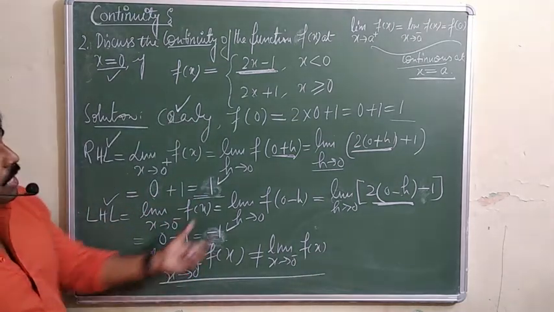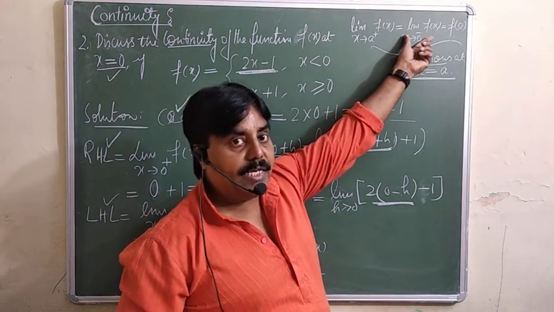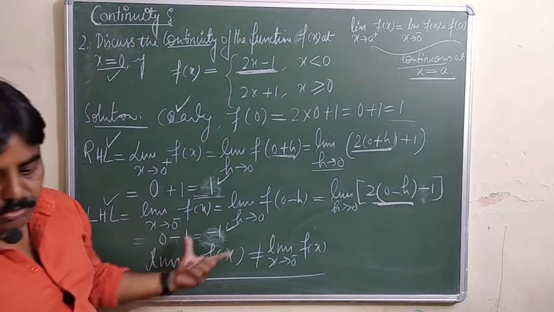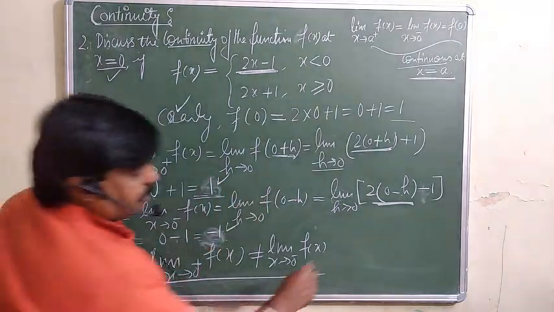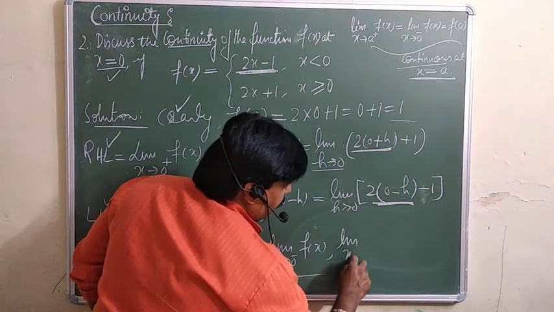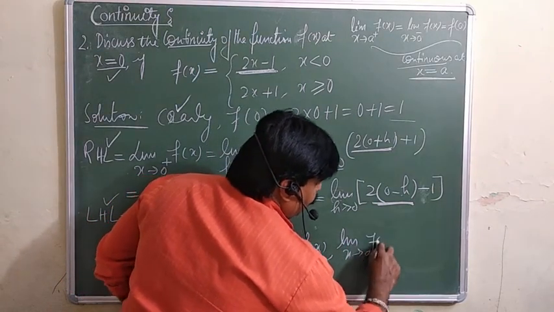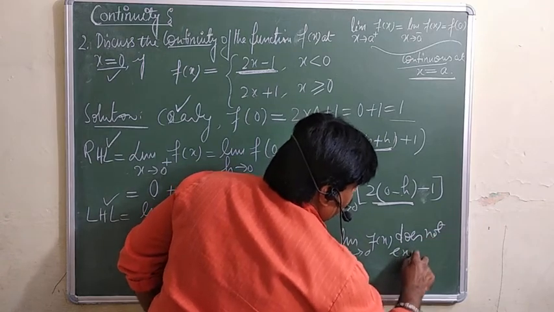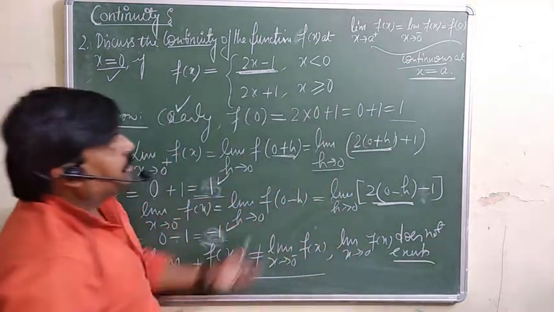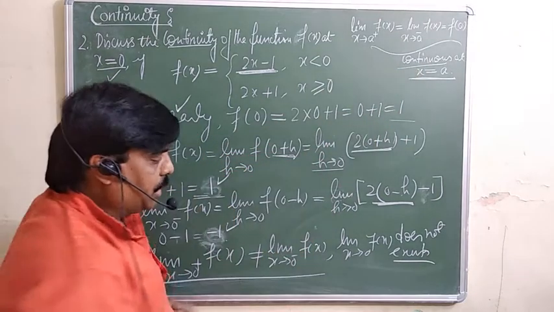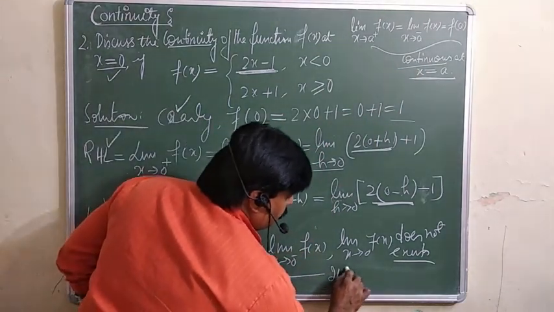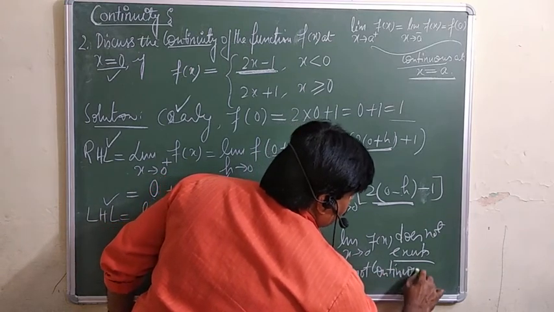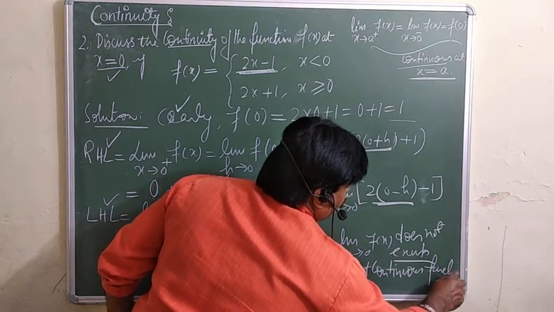And if the left hand limit is not equal to the right hand limit, it means the limit does not exist. So you can say that the limit is not going to exist here. It means you can say the limit as x tends to 0 of f(x) does not exist. And if the limit is not going to exist, then the function cannot be continuous. So it is not a continuous function.